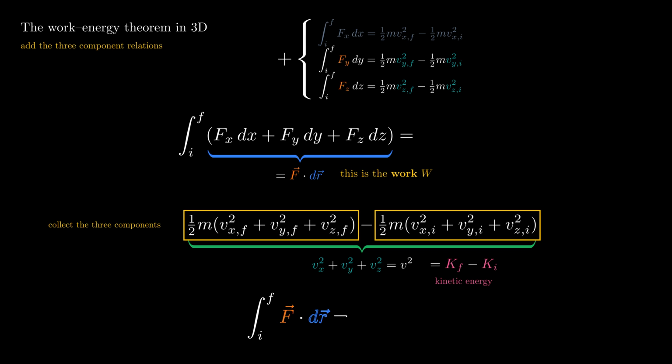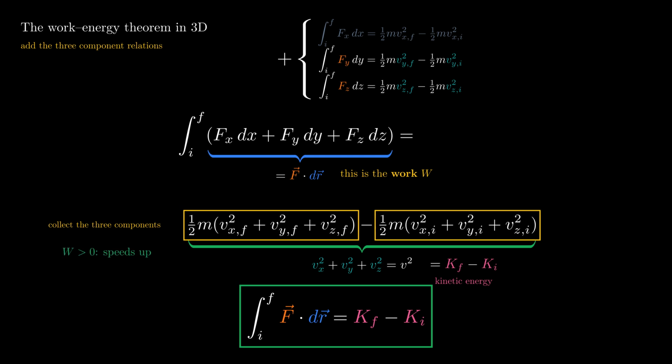There it is. The work energy theorem in 3 dimensions, the integral of F dot dr from the initial state to the final state equals K sub f minus K sub i. Positive work speeds the body up. Negative work slows it down. Zero work, like gravity on a circular arc, leaves the speed unchanged. And note carefully, the theorem governs speed, not direction. A force can bend a path all day without doing any work.